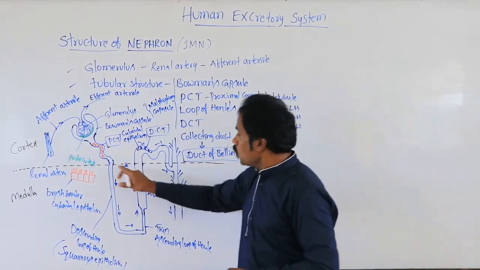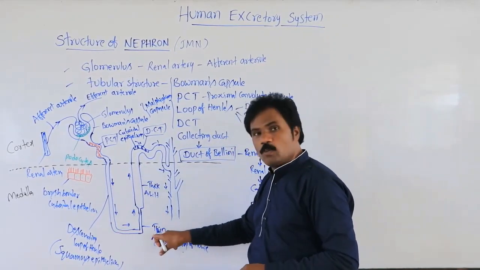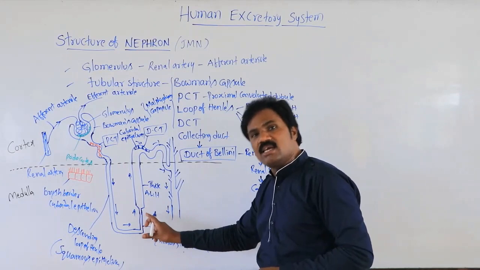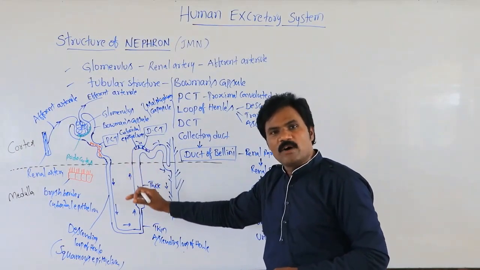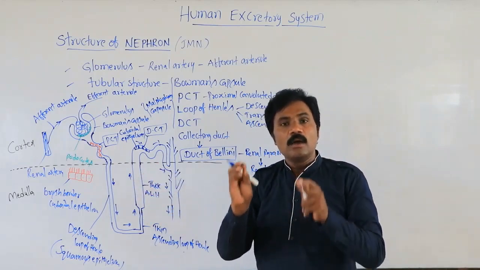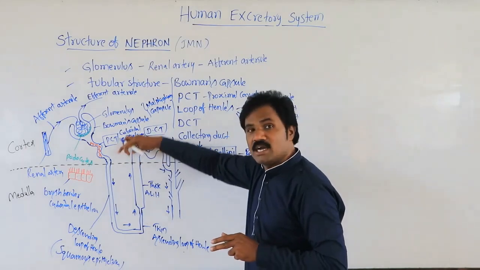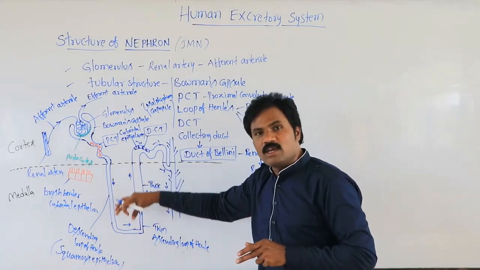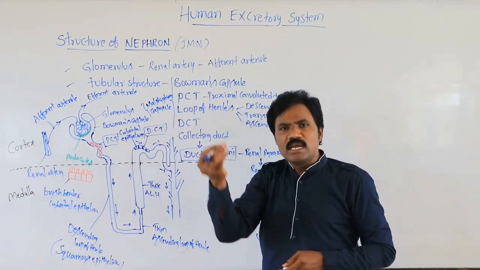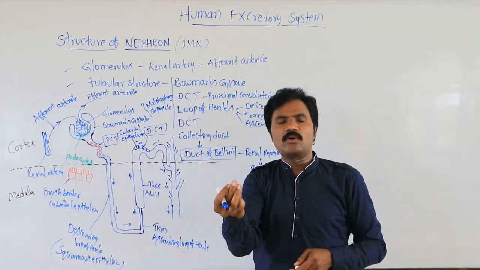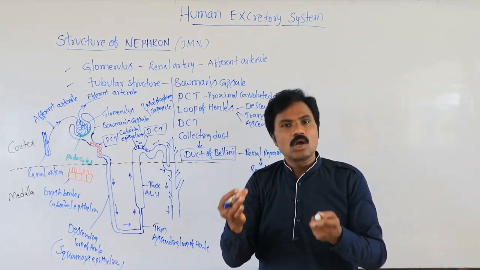Then what about the loop of Henle? The descending loop of Henle, transverse loop of Henle, ascending thin loop of Henle and ascending thick loop of Henle, the complete loop of Henle, is present only in the medullary region of the kidney. Wherever it extends maximum, such nephrons we call juxtamedullary nephrons. Wherever only a very little amount extends towards the medulla, we call them cortical nephrons.